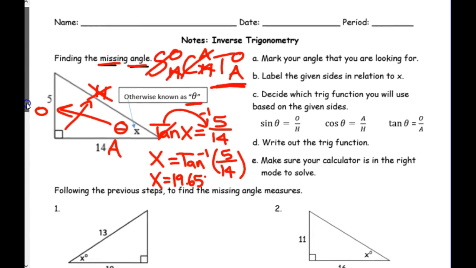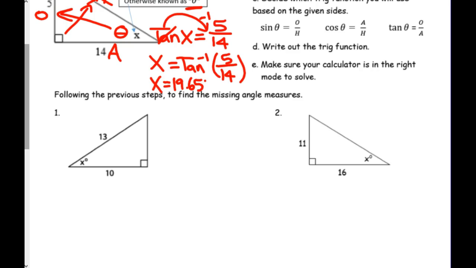Okay, so if that didn't make sense, let's make it clear here. Number 1, what are we going to label first? O, H, and A. In fact, why don't you, for all 4 of these, label O, H, and A real quick, okay? Let's see if you can beat me. Ready? On your mark, get set, go.